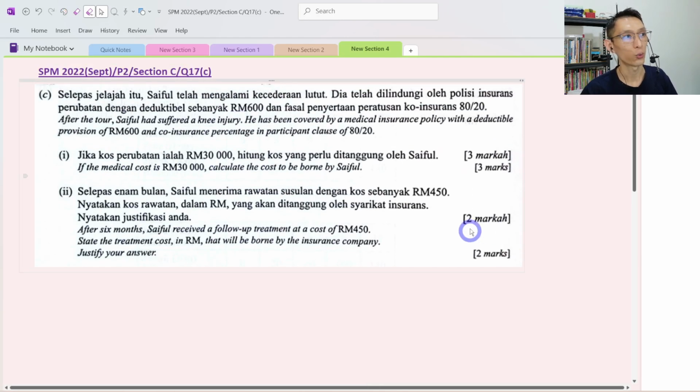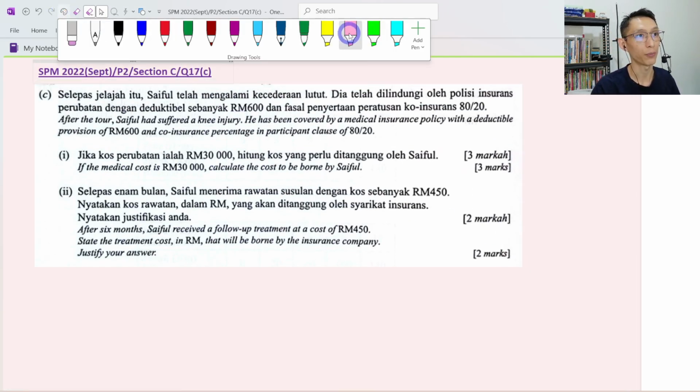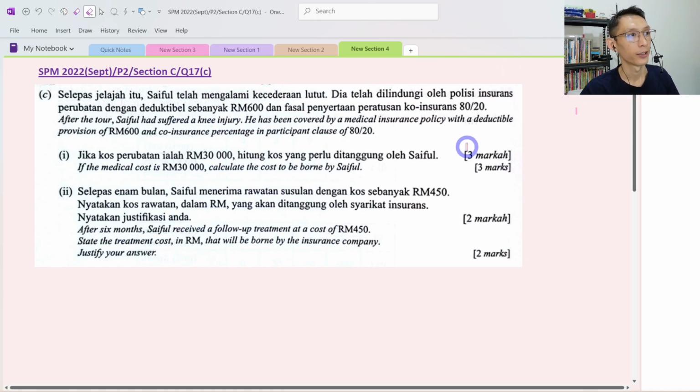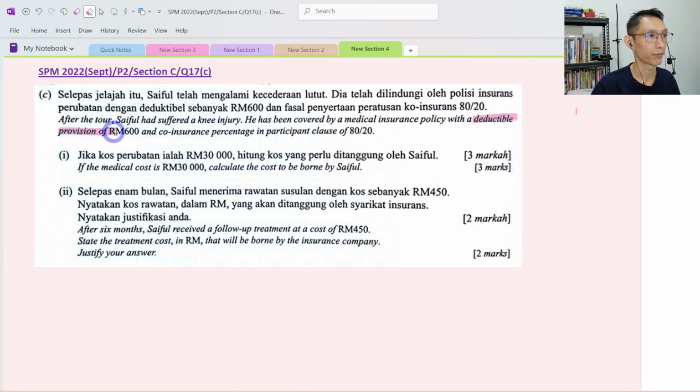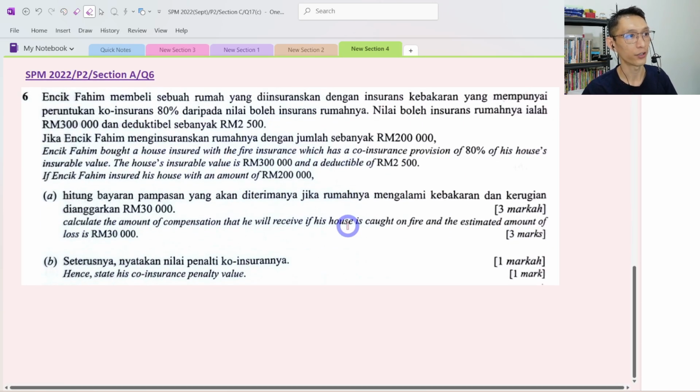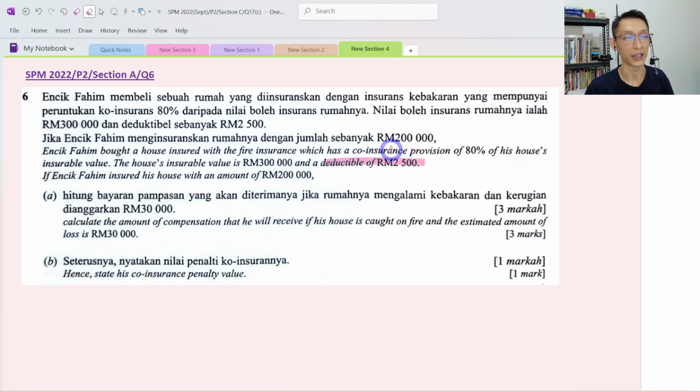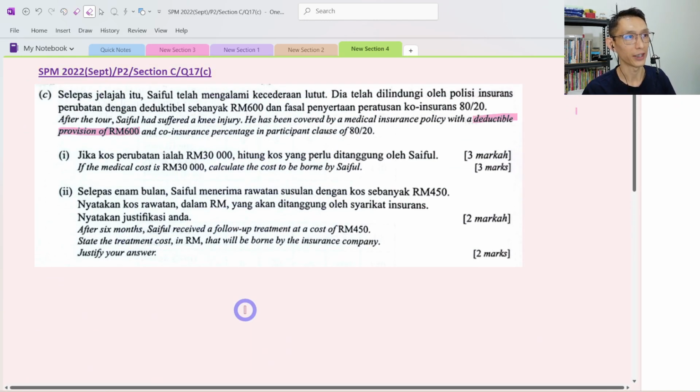Let's look at these two questions. These two questions are taken from the SPM real paper. This is medical insurance. You will see a deductible here. How about this second question? This is house insurance. You also see a deductible here, but the way we calculate them is slightly different. Now let's look at medical insurance first.